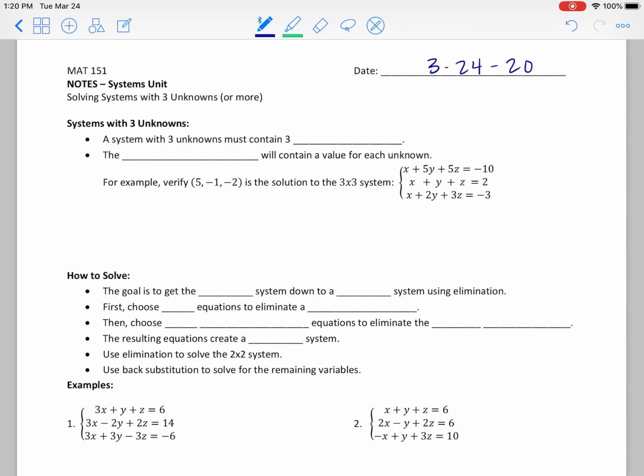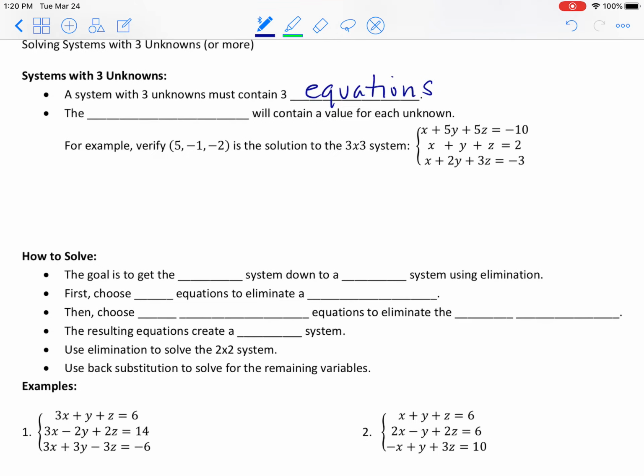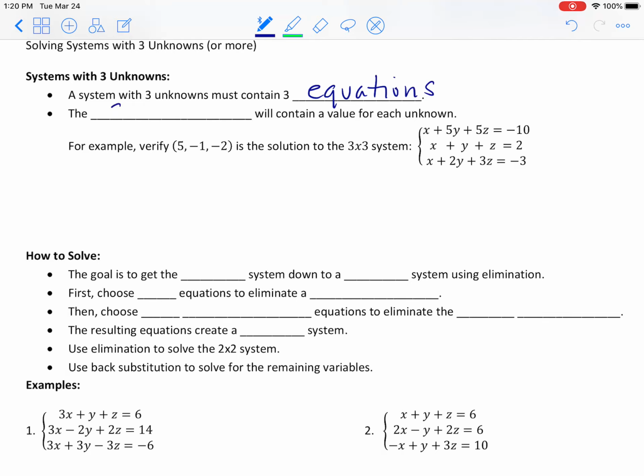So if you have a system that has three unknowns or three variables, then it has to have three equations for us to be able to solve. So for every variable, we need an equation. It's the only way we're going to be able to solve a system like this. And then the solution, just like we saw yesterday, is going to contain a value for each of the variables.